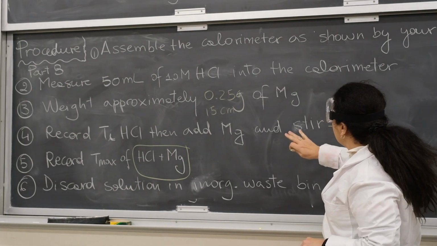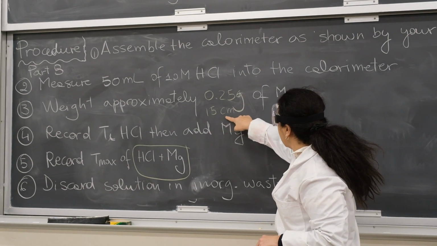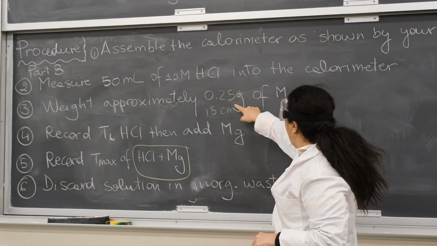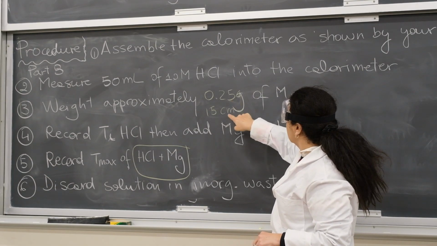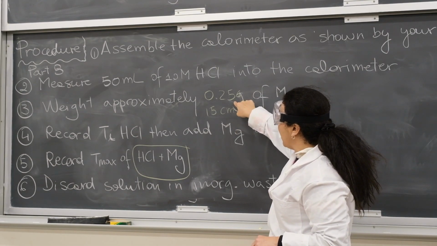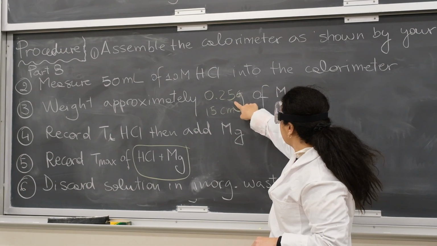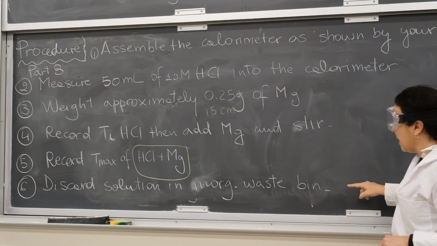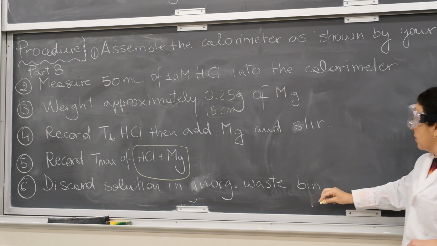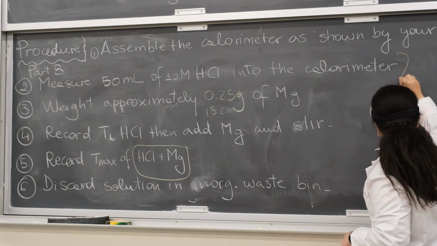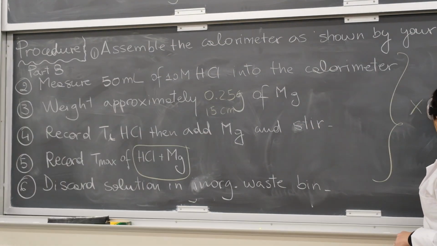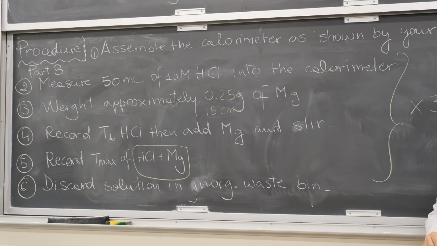So let me tell you, you can use 50 centimeters of magnesium, but you still have to measure the mass. The other thing that you need to do is repeat this entire process three times, or enough times to have two or three readings of the delta T that are consistent, or precise, to better say.